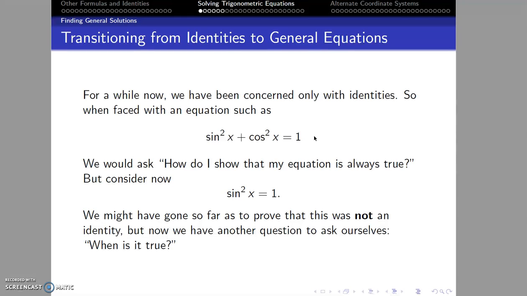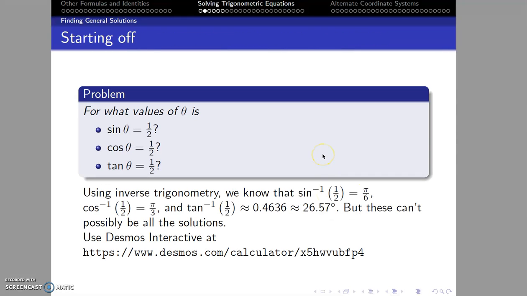So recognizing it's not always true, the question becomes, when is it true? When is sine squared x equal to 1? It's not always, but when is it? And we'll come back around to that. I want us to start off thinking about some specific questions. For what values of theta is it going to be the case that sine of that theta angle is equal to a half? When is it the case that cosine of an angle is equal to a half? When is it the case that tangent of an angle is equal to a half?